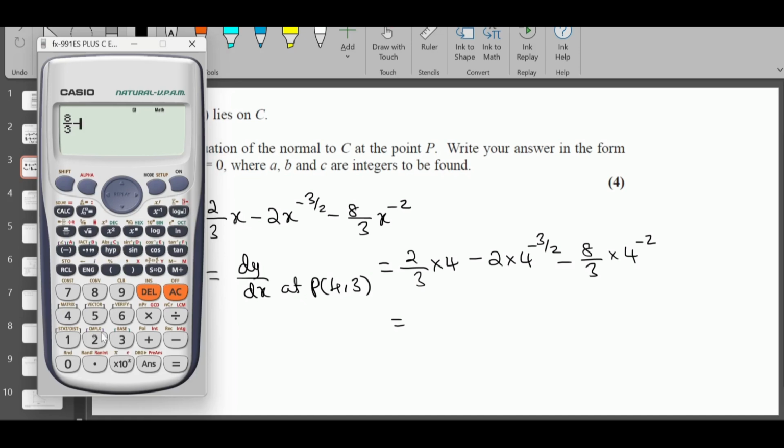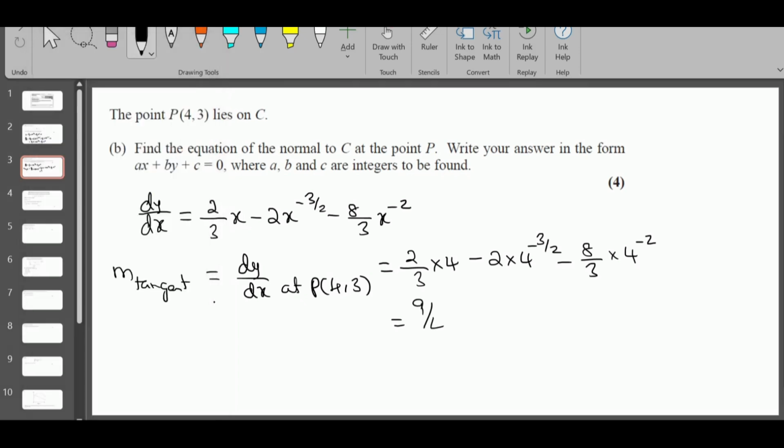2 times 4 is 8 over 3, minus 2 times 4 to the power minus 3 over 2, minus 8 over 3 times 4 to the power minus 2. You get 9 over 4. So the slope of the normal, a line perpendicular to the tangent, will be the negative reciprocal of this, negative 4 over 9. So we have a point, we have a slope, we can write the equation of the line now.